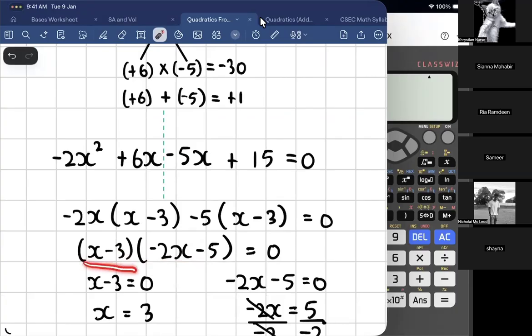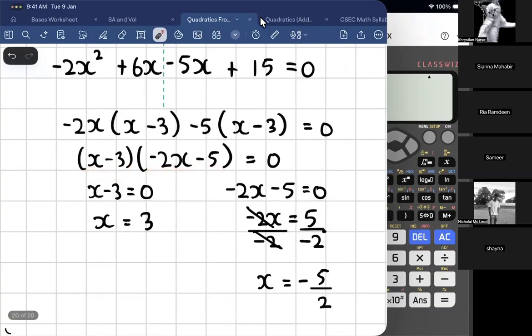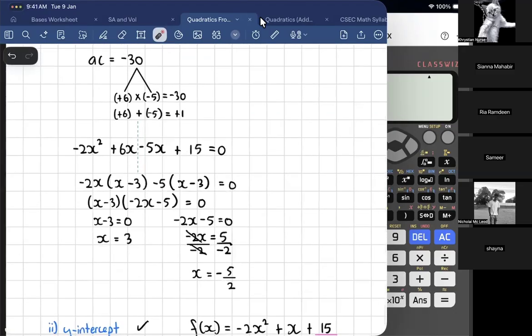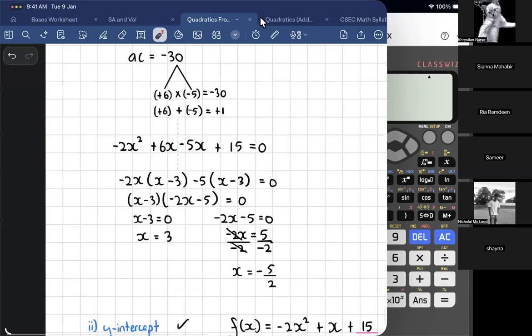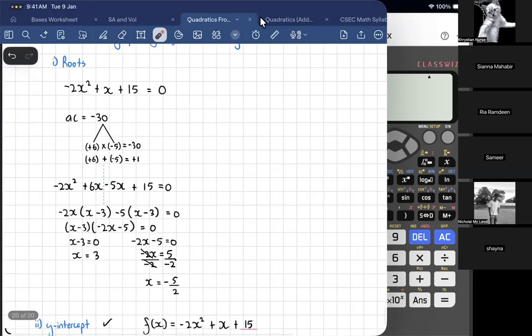So this is a linear factor, and this is a linear factor. You put the linear factors equal to 0, so x minus 3 is equal to 0, and you solve. See, if you think about it, doesn't this look like a linear equation, y is equal to mx plus c? Yes, sir. Especially this one, minus 2x minus 5. So they are linear factors.